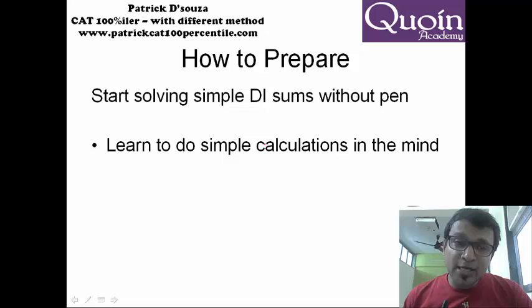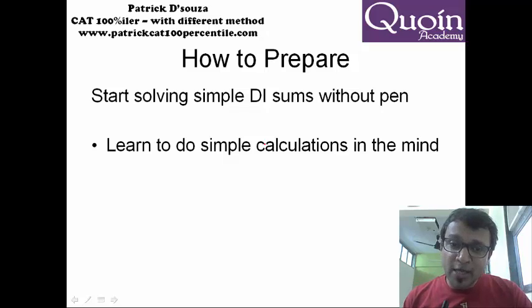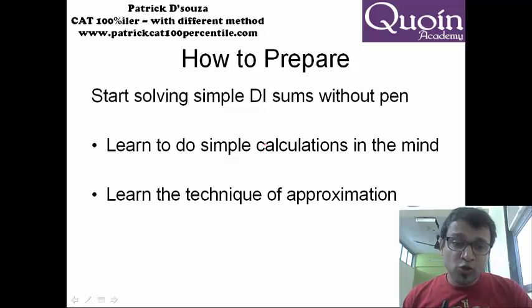One more important thing is, in a DI paper, try to do as many calculations in your mind as possible. If there are simple calculations, you should be able to do them in your mind and get the answer, without a calculator or a pen. So you need to be thorough with a little bit of simple calculations. Though I am not for Vedic mathematics, simple mental calculation will suffice, because in a lot of sums in DI you require approximate calculation, and Vedic mathematics is not good at approximate calculations. So the next point is to learn the technique of approximation.